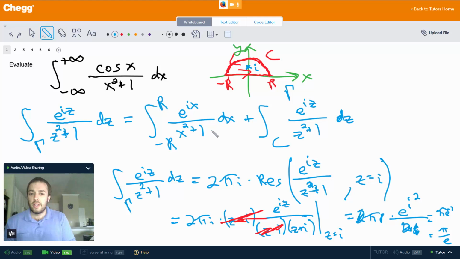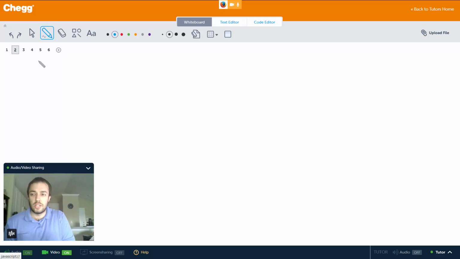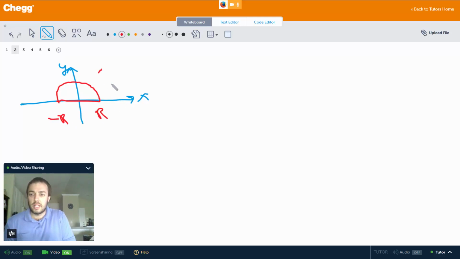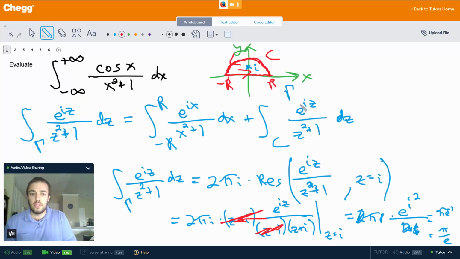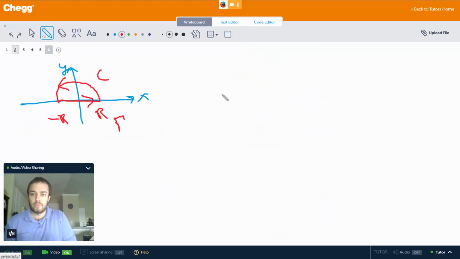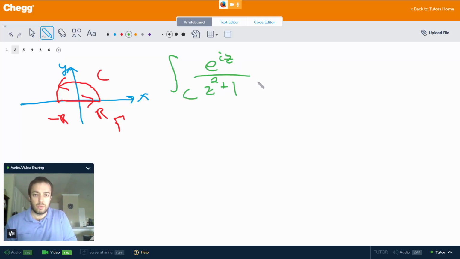All right, that's great. Now let's go ahead and focus on this right here. What's going to happen there? Well, let's go to a new page, and let's actually redraw our curve. So x-axis, y-axis, and then here, slightly better semicircle, maybe not really. All right, and then this is c, we're orienting this way, and the whole thing is gamma. All right, now we want to consider this integral here. Let's consider that integral over c, the integral over c of e to the iz over z squared plus 1 dz.